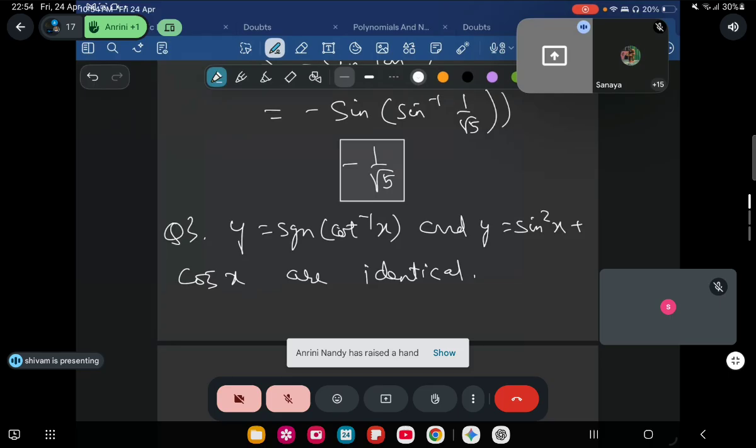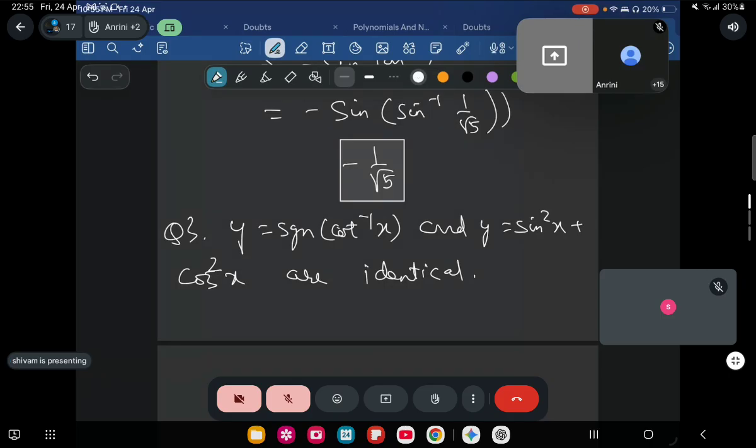Only one person is raising the hand. Sir, is it cos x or cos square x? Cos square x, cos square x. Sorry. Okay, for this one, only tell me. So they are identical. Domain is same. Range is also same. So they are identical functions. True. Okay, next. Rest you people practice from the assignments which I have given you.